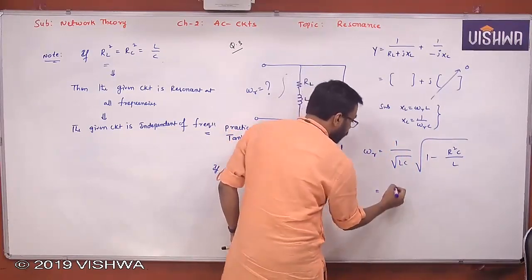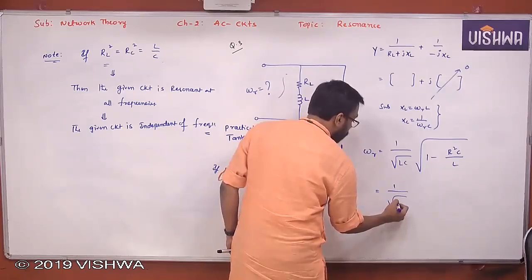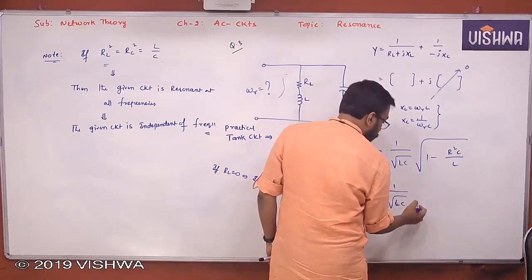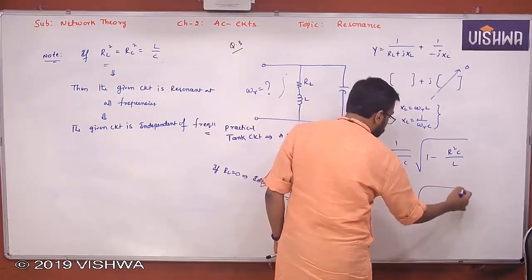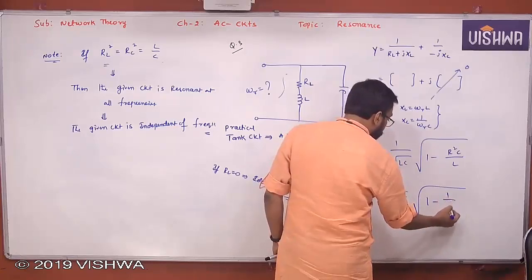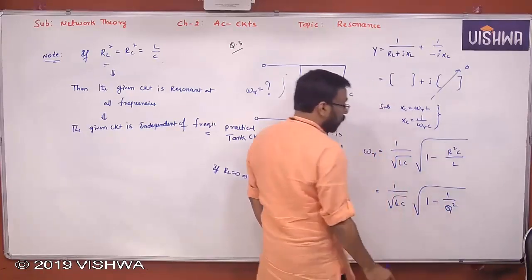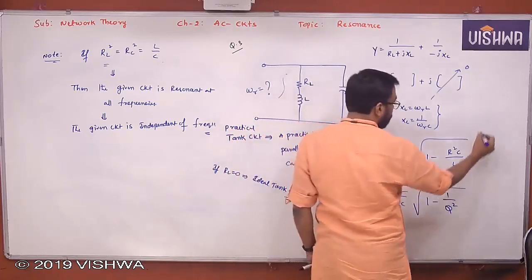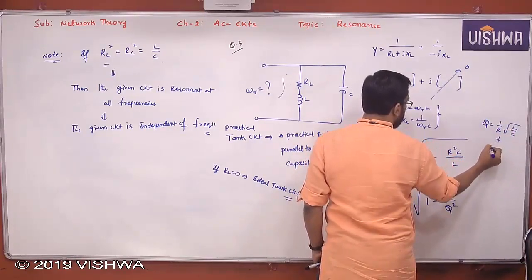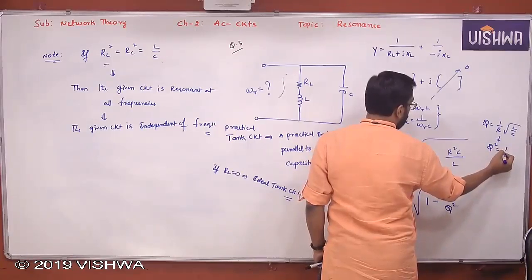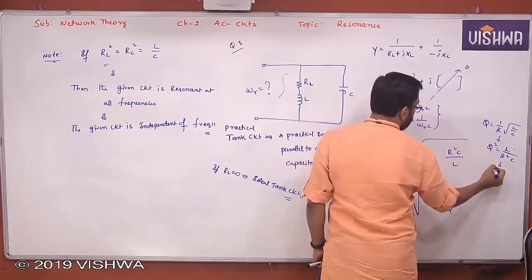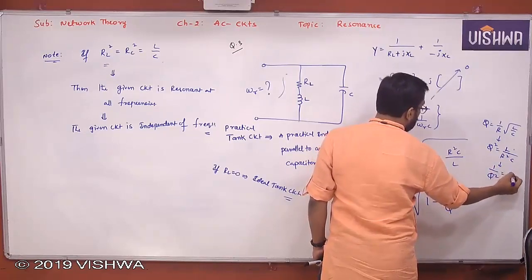This is also noted as 1 by root LC of root of 1 minus 1 by quality factor square. You know what the quality factor is, right? So quality factor is actually 1 by R root L by C. So from this Q square is 1 by R square L by C. So from this 1 by Q square is R square C by L.